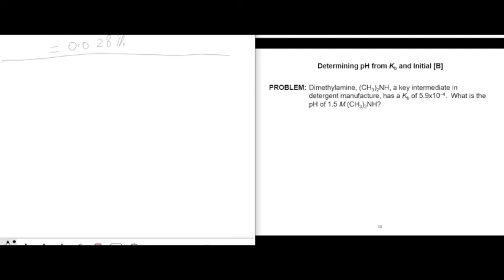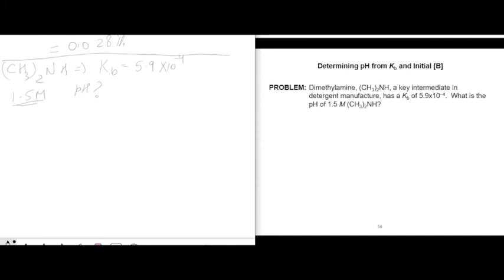Okay, so what we have here is a base. How do I know we're talking about a base? Because the equilibrium constant that's given to me is Kb. So we know that this particular compound is a base and it's a weak base. So that should be the first thing that comes to our mind. Now let's write down what's given to us. It's (CH3)2NH. Kb is given to us. Kb is 5.9 times 10 raised to the power minus 4. The question is asking that we have a 1.5 molar solution of this. What is the pH of the solution?